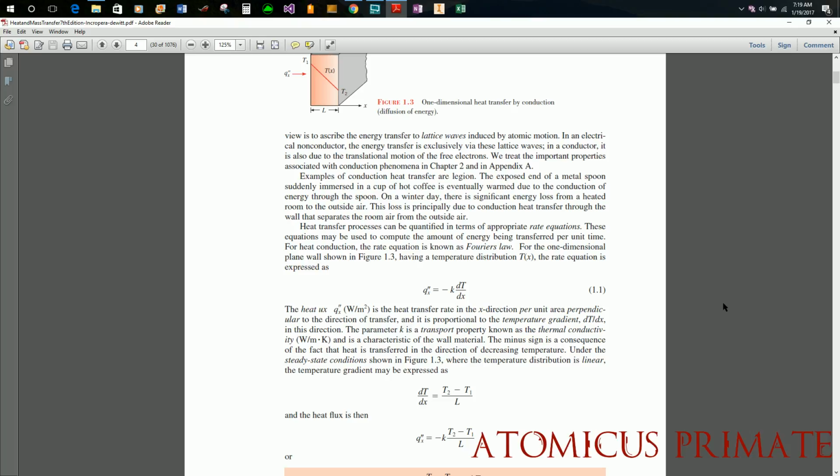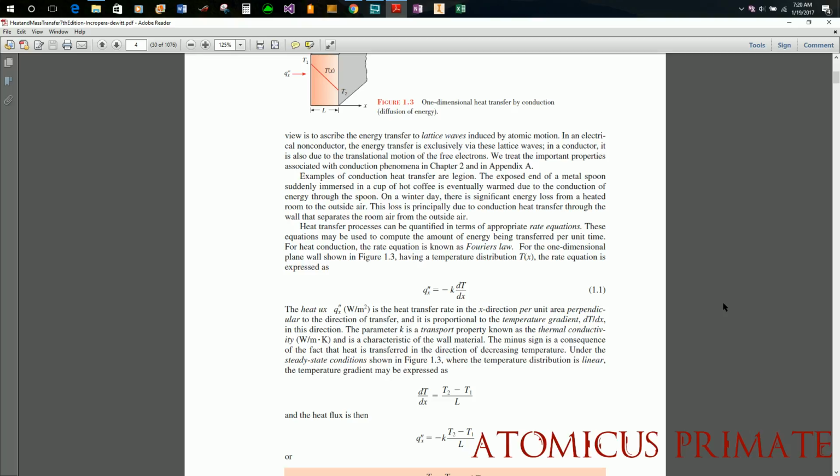The exposed end of a metal spoon suddenly immersed in a cup of hot coffee is eventually warmed due to the conduction of energy through the spoon. On a winter day, there is significant energy loss from a heated room to outside air. This loss is principally due to conduction heat transfer through the wall that separates the room from the outside air.